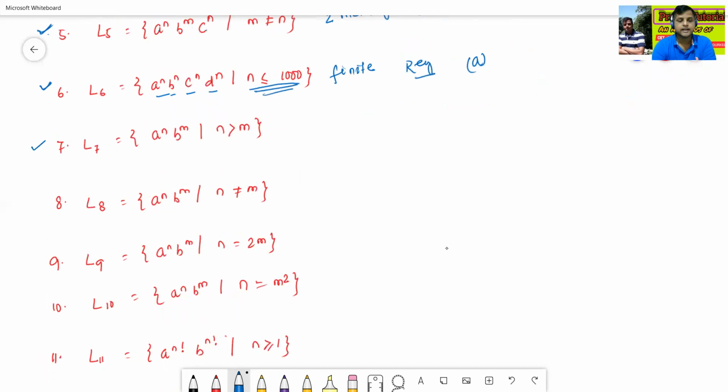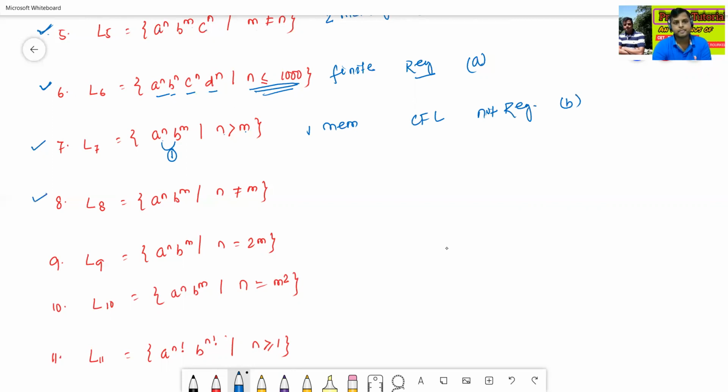Next one, L7: a to the power n, b to the power m, where n is greater than m. Here only one comparison, or one memory, will be required. So this language is context-free, but not regular. So it is option B.